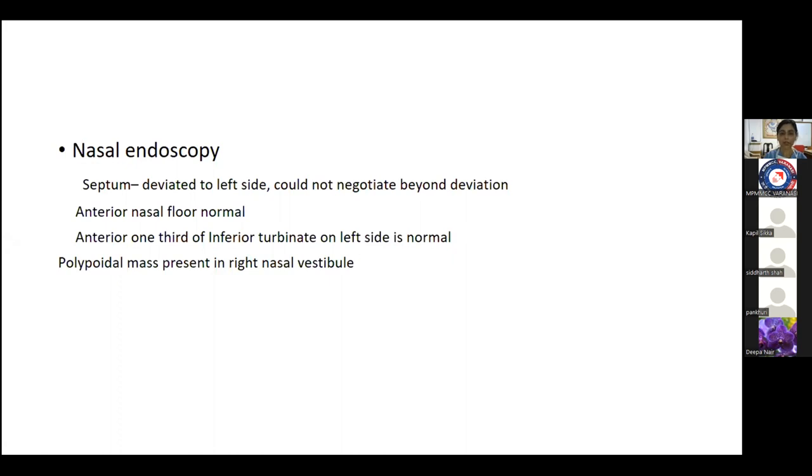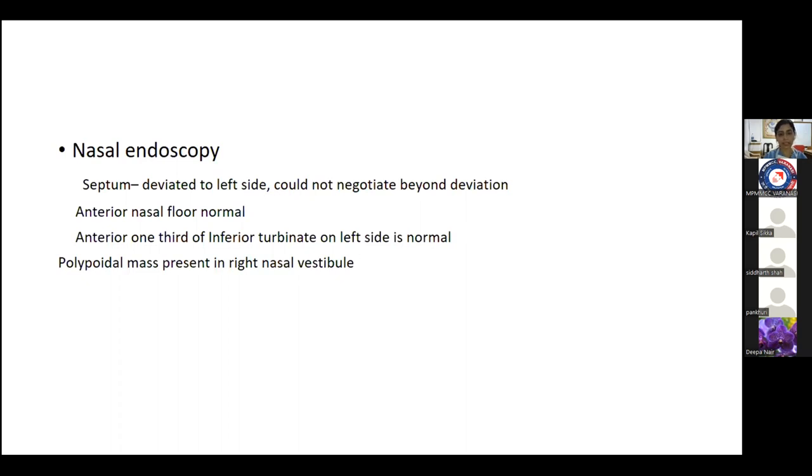61-year-old male, shopkeeper by occupation, diabetic, hypertensive, presented with right side of nasal obstruction, epistaxis, and bulge on the right side of dorsum. On examination, there was a polypoidal mass in the right side of the nasal cavity.